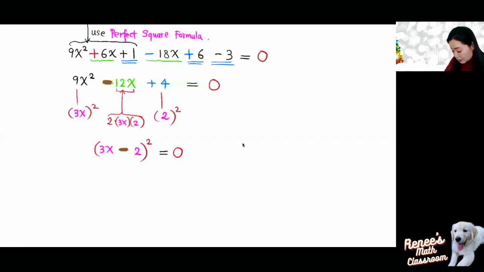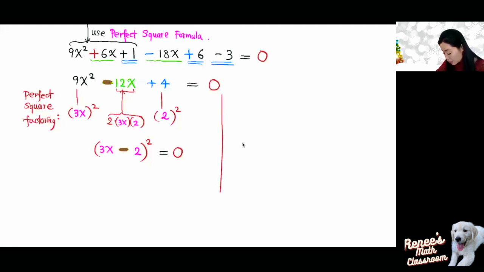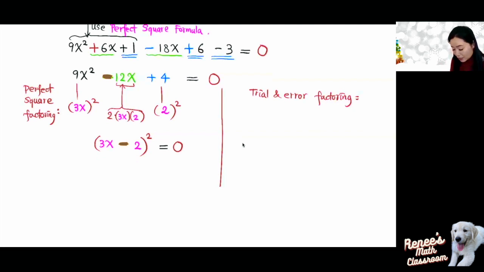Now, some of you say, can I use trial and error? You can also use trial and error. So this method over here, I used perfect square factoring, and the other one over here, I can use trial and error factoring. So we can compare them. You have this same equation over here. If I somehow don't recognize it's a perfect square and I use trial and error, what happens?